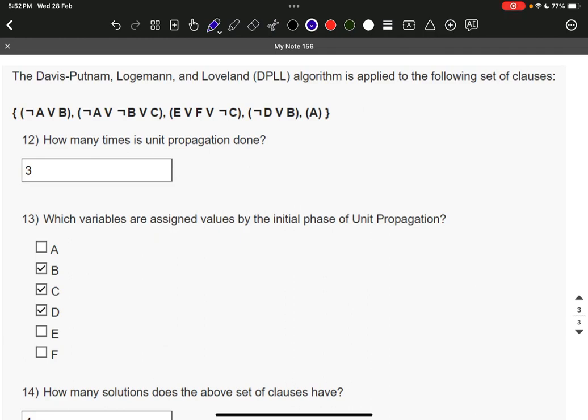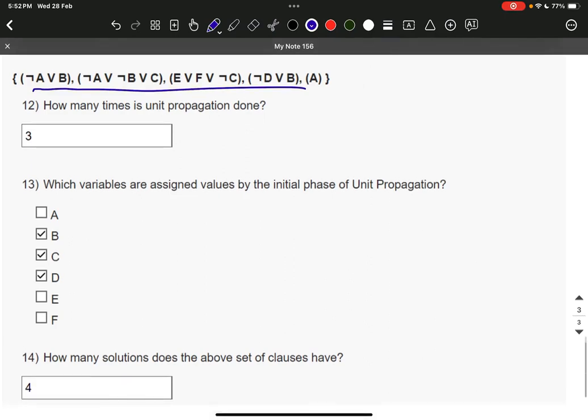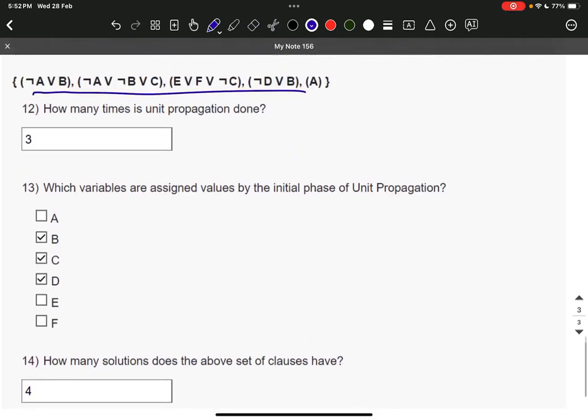Now what is written? This is the question given. How many times is unit propagation done? Let's see. A equal to true. We take A, because we are going to look at the unit one. A is true, and along with A there is this one, not A or B. So not A means false. What does that mean? From here B has to be true to make the clause true. I have told you that earlier.